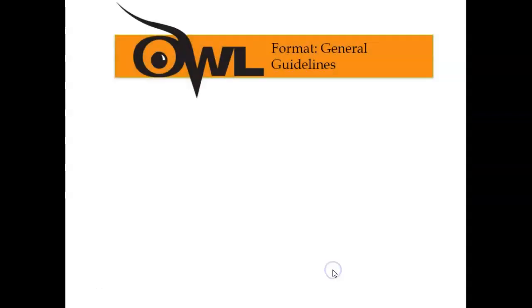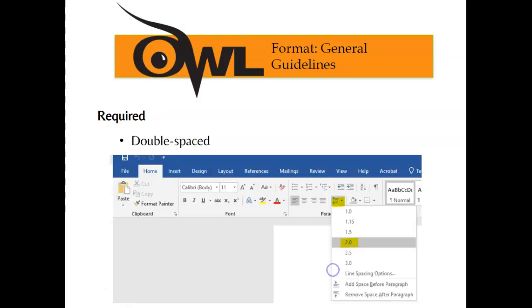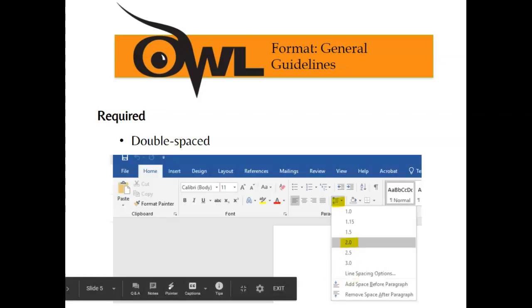An MLA style paper should be double-spaced with no space after the paragraph. To set the spacing in Word, on the Home tab, click this up and down arrow icon with the four horizontal lines. On the drop-down menu, click 2.0 to double space. On this same drop-down menu, make sure to select Remove Space After Paragraph. Word defaults to add the space.